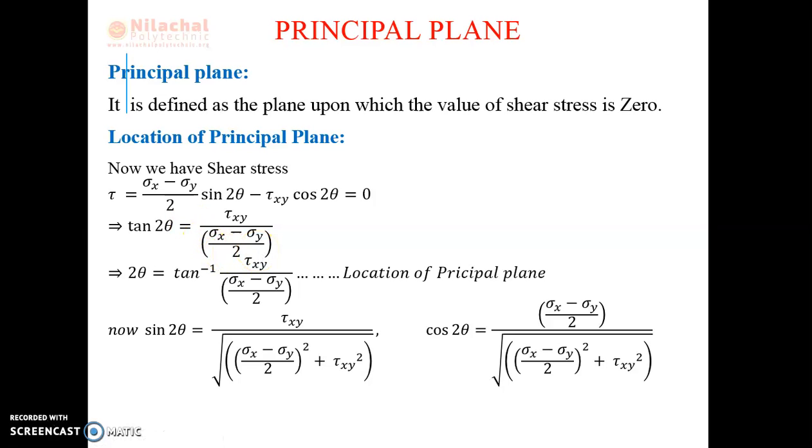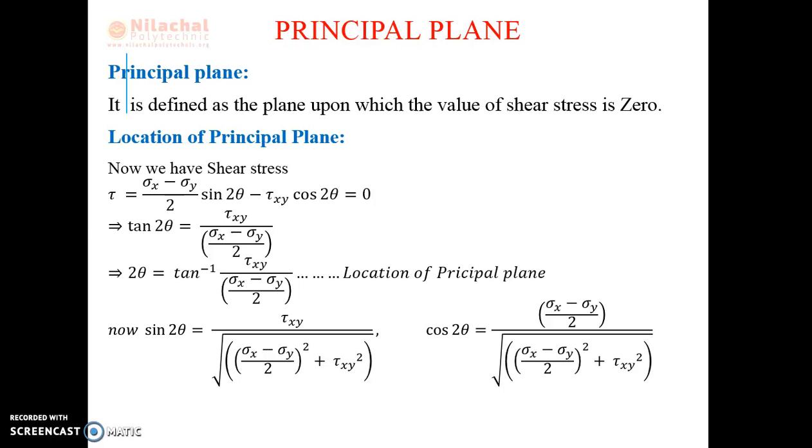Now 2 theta can be obtained as tan inverse of tau xy divided by (sigma x minus sigma y)/2. This theta is nothing but the angle made by the oblique plane where the value of shear stress is 0, meaning this is the principal plane. If you are getting tan 2 theta equal to tau xy divided by (sigma x minus sigma y)/2, then we have to draw a triangle.